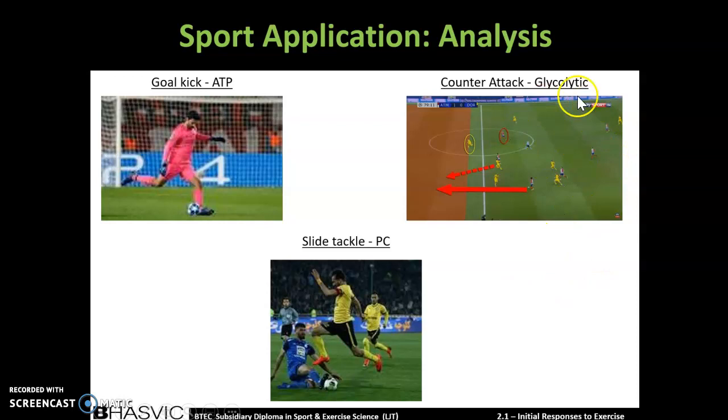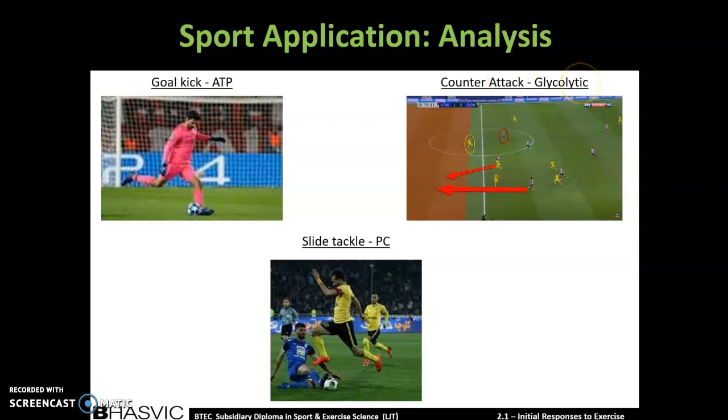The glycolytic system being the dominant system, an example would be a counter-attack. So running from one end of the pitch to the other would require high intensity sprinting, but obviously would be longer than 3 seconds or 10 seconds in total. So, which means that the ATP stores and the PC stores have run out by that point, meaning that the glycolytic energy system will then have to become the dominant system to produce the energy to run down the pitch and cause that attack and potentially go through on goal to score.